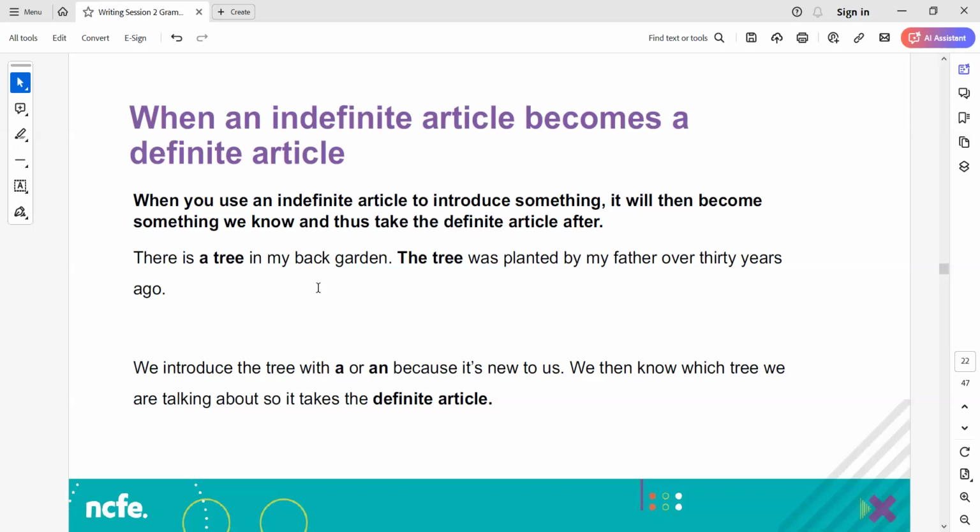The tree, so now we're getting down to specifics and we're talking about that particular tree. The tree was planted by my father over 30 years ago. We introduced the tree with a or an because it's new to us. We then know which tree we're talking about, so it takes the definite article. So we introduce it with the indefinite article a, but at our subsequent mentions of this tree, we use the definite article the, because we're talking about this specific tree.